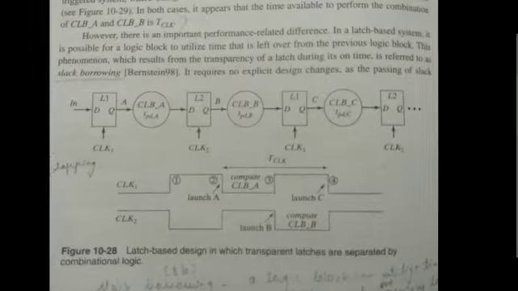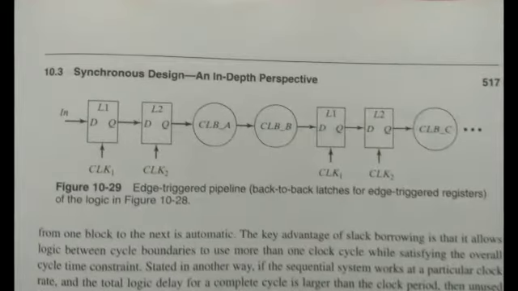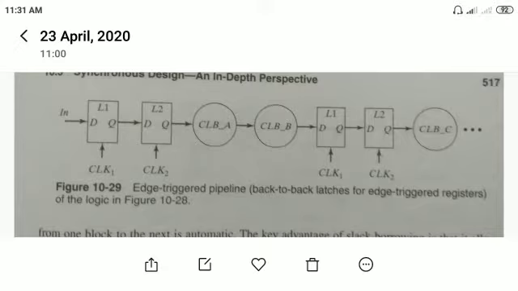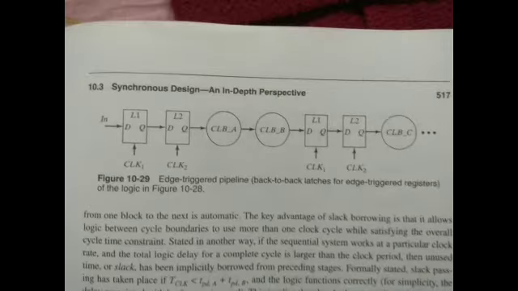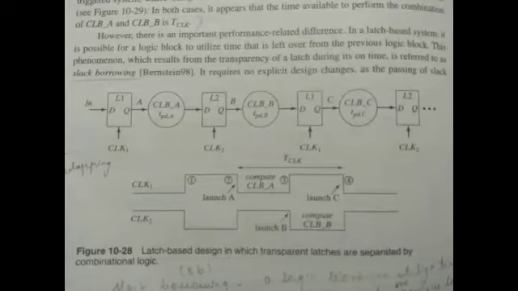So that scenario I can show you here in this case. From the timing perspective, this scenario appears to be equivalent to an edge triggered system where CLB-A and CLB-B are cascaded between two edge triggered registers, right? So L1, L2 on the left side, L1, L2 on the right side, both with clock 1 and clock 2. In both cases, it appears that the time available to perform the combination of CLB-A and CLB-B is TCLK. Okay, so this is with respect to the latch.